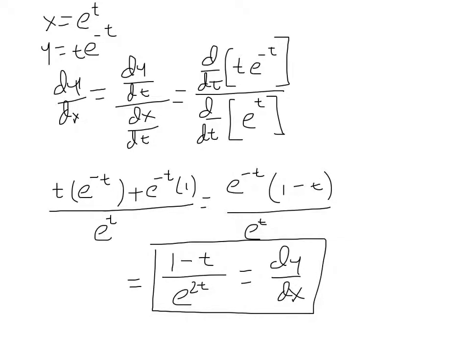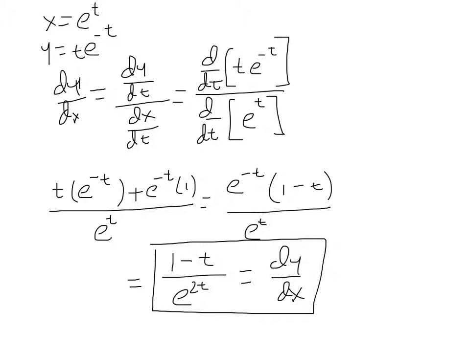We have x and y defined parametrically as x equals e to the t and y equals t times e raised to the minus t. And we're supposed to find this derivative, dy/dx. Well, we know that in order to do that, we'll take dy/dt and divide that by dx/dt. So what we're finding then is the derivative of this function t times e to the minus t and dividing that by the derivative of the function e to the t.